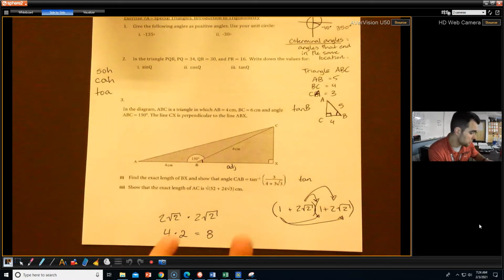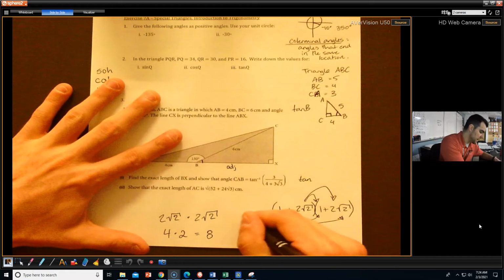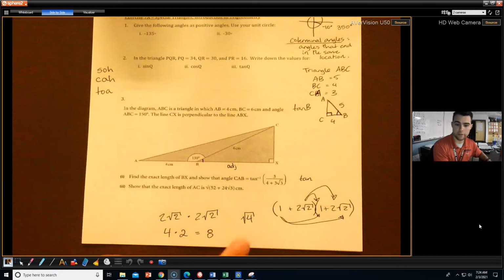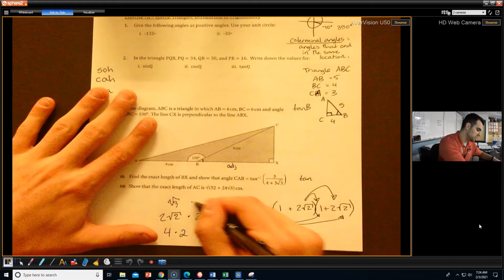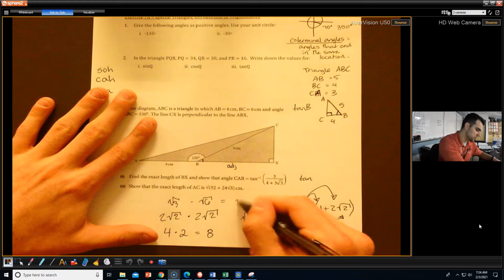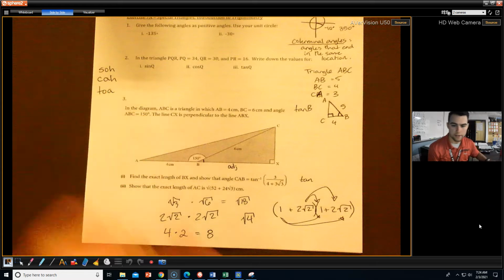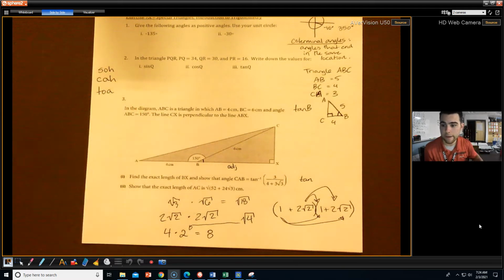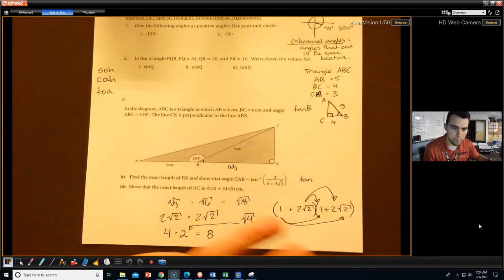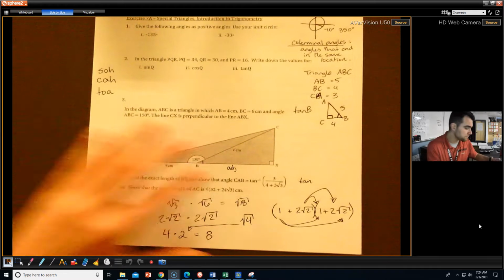When you do square root of 2 times square root of 2, you can combine them and make it square root of 4 underneath, right? Or if it was like square root of 3 times square root of 6, you can make that square root of 18, right? But square root of 4 obviously is just 2. So that's where I came up with that. And you're going to have to manipulate those at some point on number 3. Okay? Let's go ahead and turn the page.